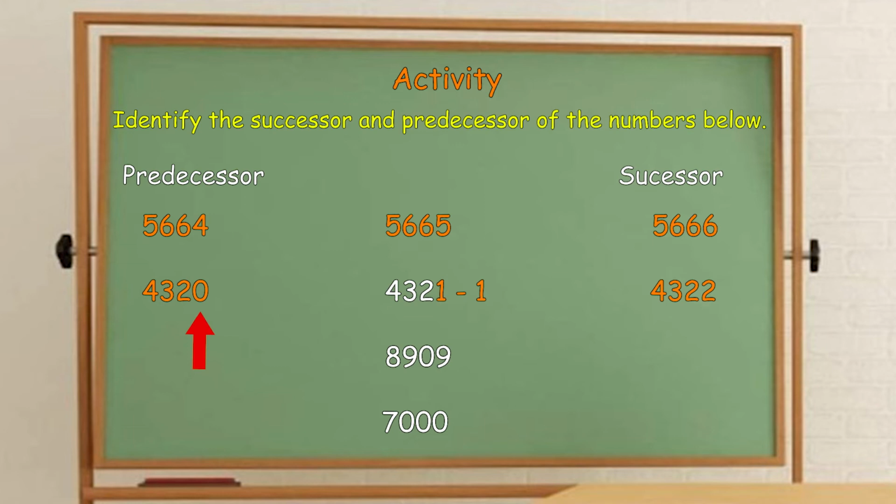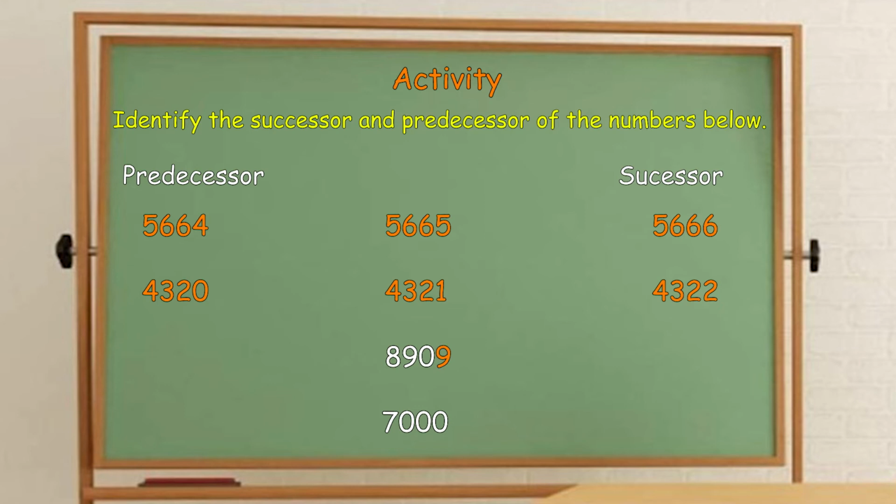Therefore, the predecessor is 4,320. Okay, 20. Good. Now let's move on to the third one. The number we're looking at is 8,909. Forget about the first 3 numbers again. We're looking at the last number there, which is 9.